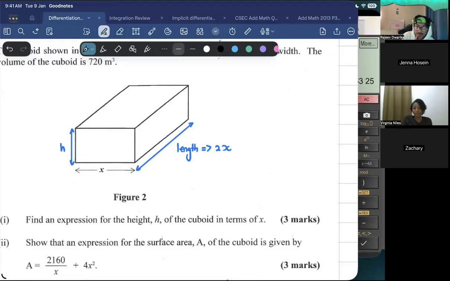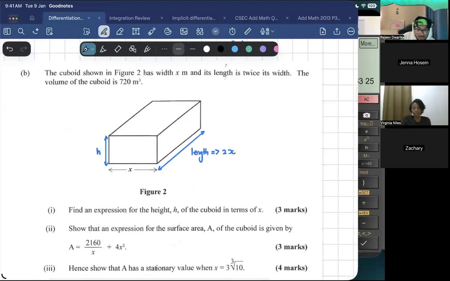How would I find an expression for the height? So we had to use the formula for the volume of a cuboid and make h the subject. Yes, because that's the only information presented to us. We have the volume, and with that information we could make an equation in terms of h and x. But they said to find an expression for h, so we'll have to make h the subject of the formula.